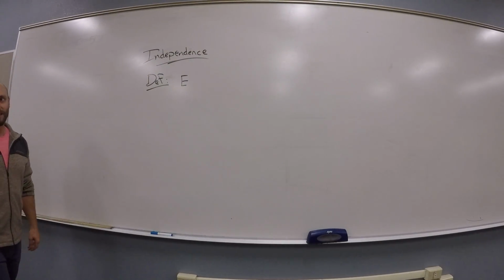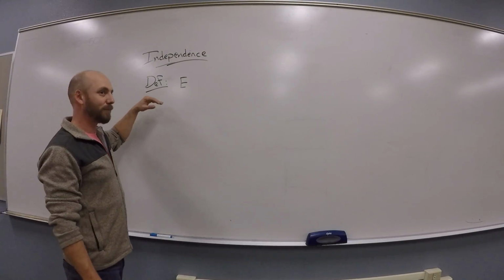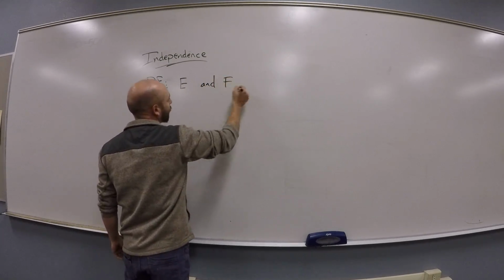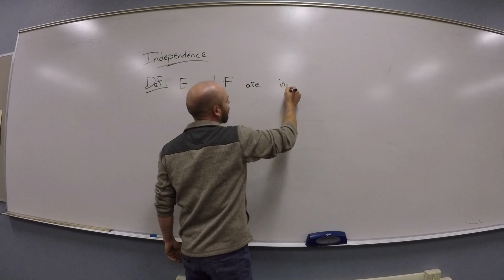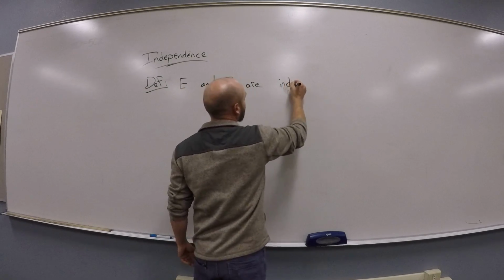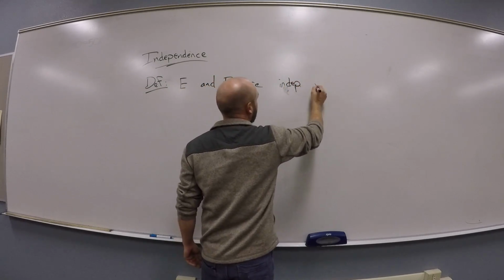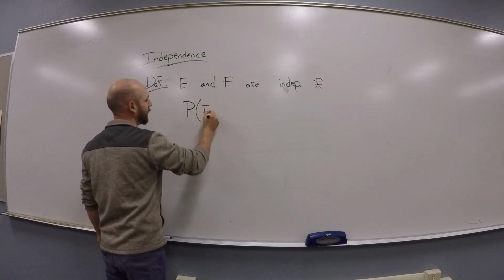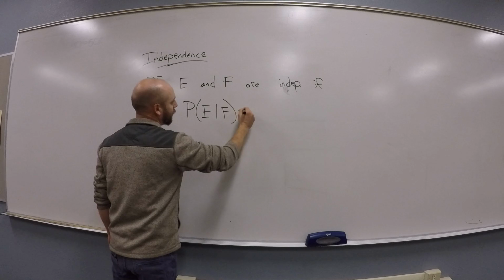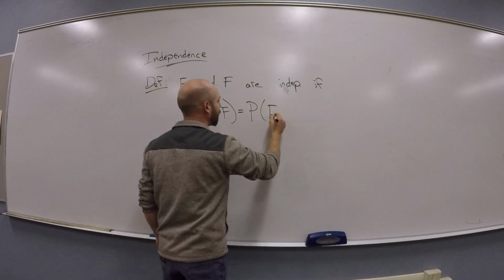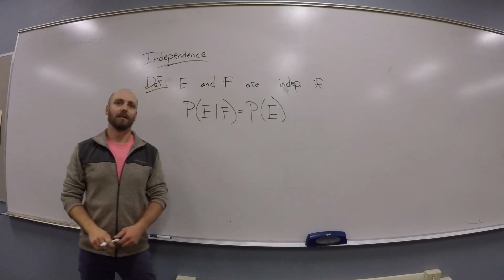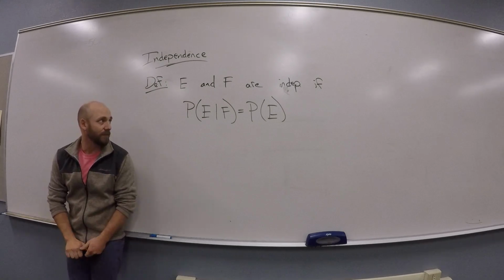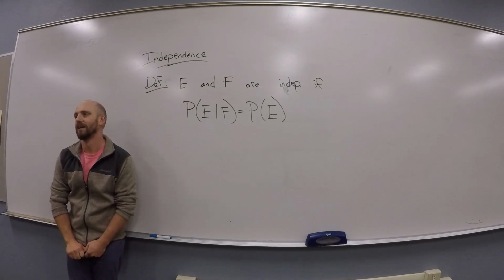So let's talk about independence. The definition of independence is: an event E and an event F are independent if the probability of E given F is the same thing as the probability of E. So what does it mean for the probability of E given F to be the same as the probability of E?